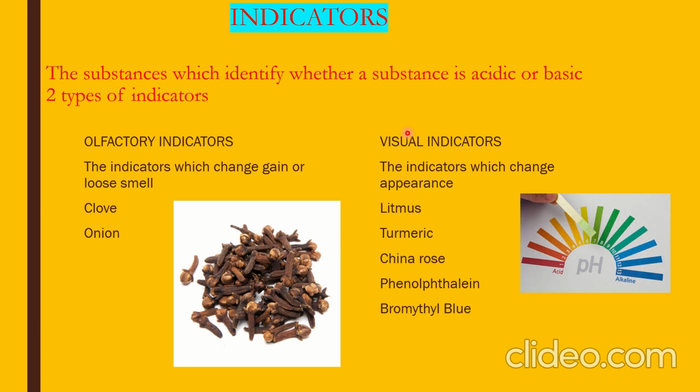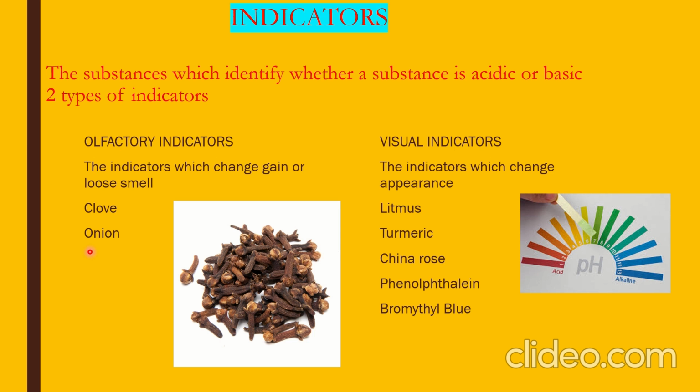Suppose let's take clove itself. It has a very strong smell, as we all know. When clove is put in a liquid which is an acid or a base, it can change its smell into some different smell, let it be a good smell or a bad smell. It can gain a new type of smell, or it can even lose its natural smell. Even onion has a strong smell, so it can also change, gain or lose smell. So olfactory indicators are those indicators which either change, gain or lose their smell.